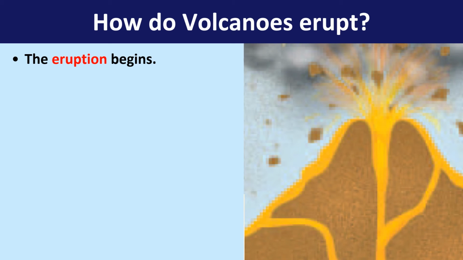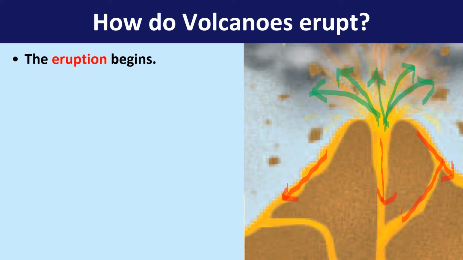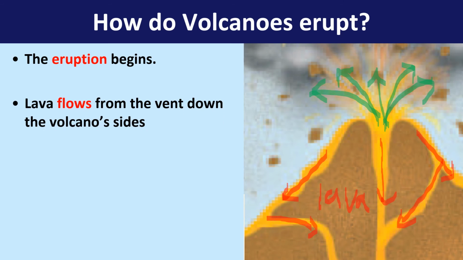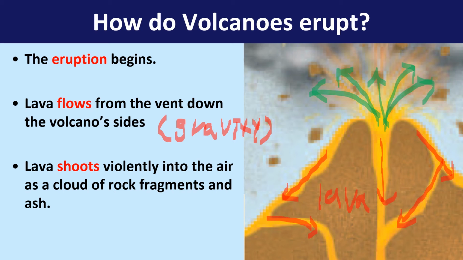Then we have our Hollywood disaster: a bunch of lava, ash, particles, stone, rock, everything erupts. And when it comes to this eruption, the one that you see down here, the one that flows through gravitational force, is what we call lava. Lava flows from the vent all the way down the volcano's sides, and the reason, like I mentioned, is gravitational force. And lava shoots violently into the air as a cloud of rock fragments and ash comes out.